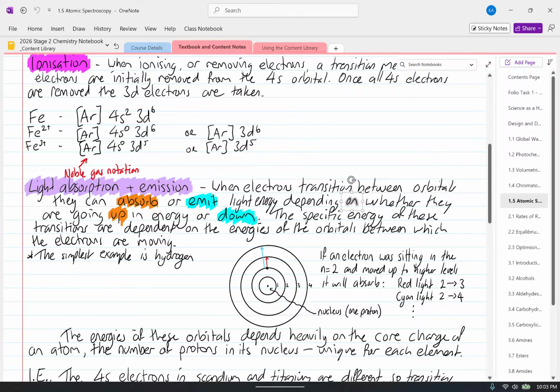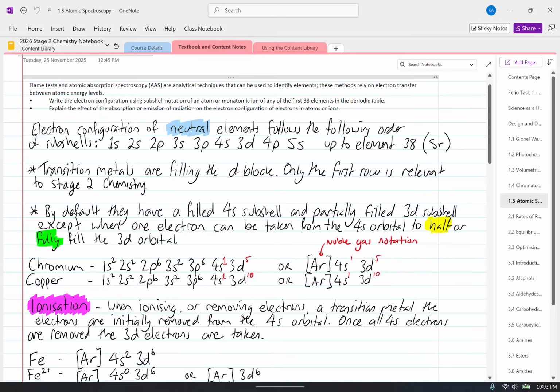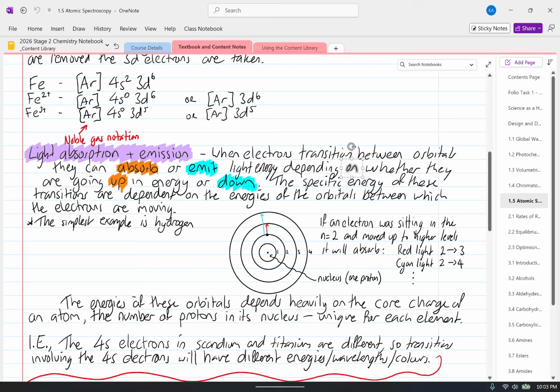Now, once you can write those, we have to worry about explaining the effect of absorbing or emitting radiation on the electron configuration of electrons in atoms or ions. Now, an atom or an ion with electrons can absorb or emit light depending on what the electrons themselves are doing. So we'll start with absorption first. If you have an atom, the electrons are in energy levels, so they're quantized, they're not in specific spots, but they have specific energies.